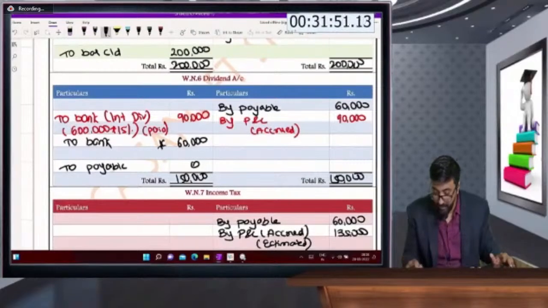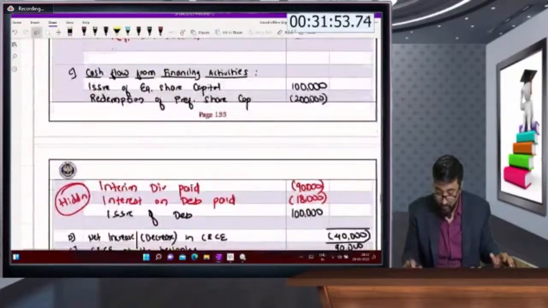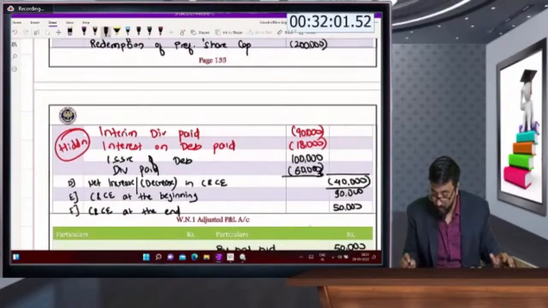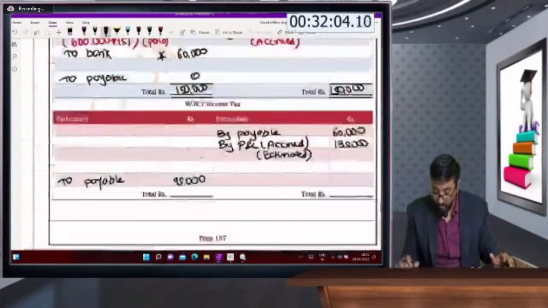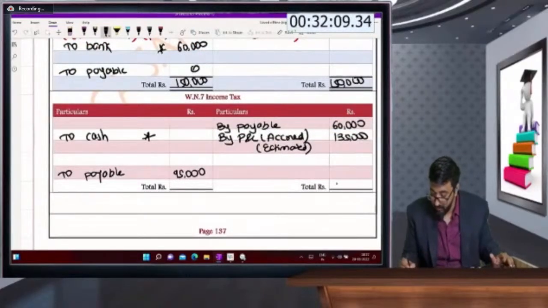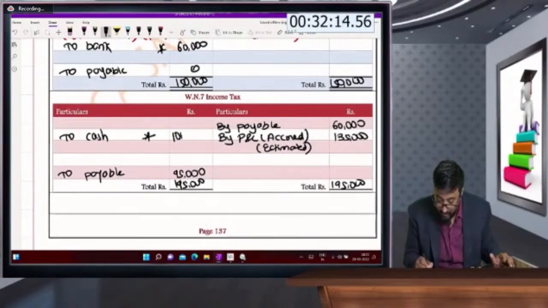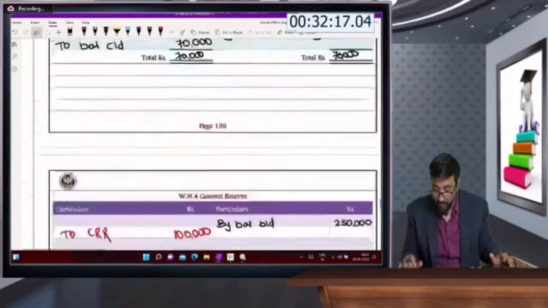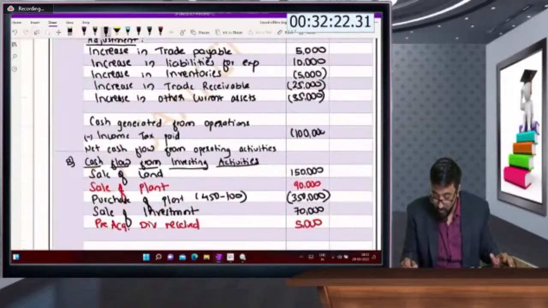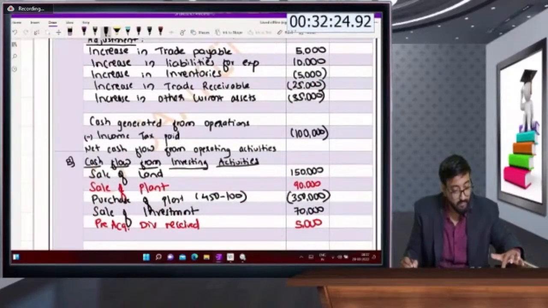So dividend paid, financing activity, dividend paid 60,000. I think now it's over. Income tax account to bank 1,95,000. Star mark is 1 lakh. मजा आया क्या? Enjoyed? देखो ये से क्वेश्चंस आते हैं. Income tax paid 1 lakh.